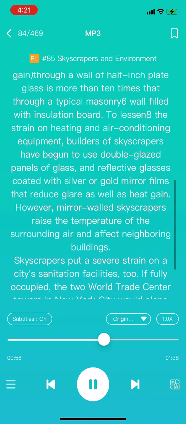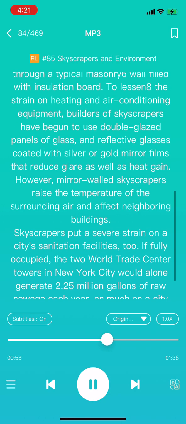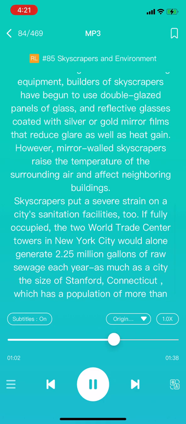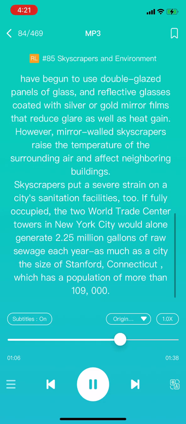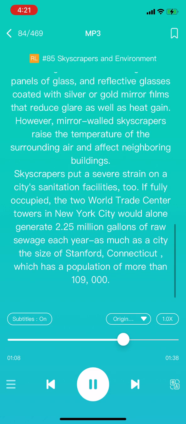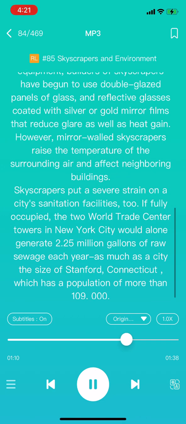To lessen the strain on heating and air conditioning equipment, builders of skyscrapers have begun to use double-glazed panels of glass and reflective glasses coated with silver or gold mirror films that reduce glare as well as heat gain. However, mirror-walled skyscrapers raise the temperature of the surrounding air and affect neighboring buildings.